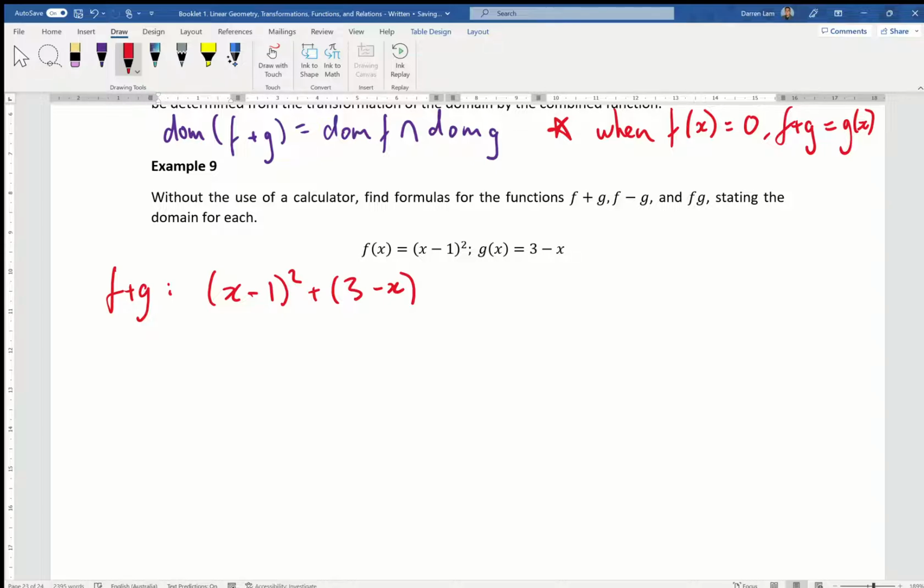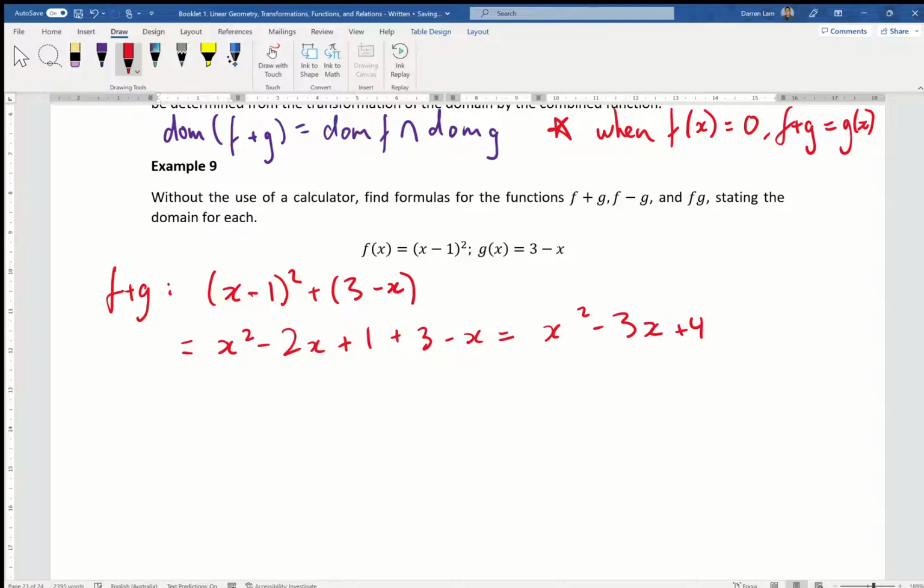So, we've got the basic simplification. In this case, I am assuming this is what you need to do. You must simplify this. So I'm going to expand both of them, or one of them rather. We get x squared minus 2x plus 1 plus 3 minus x, which would simplify into x squared minus 3x plus 4. What is the domain of my f of x? What can x be? Any real value. Thank you very much. x is an element of any real value.